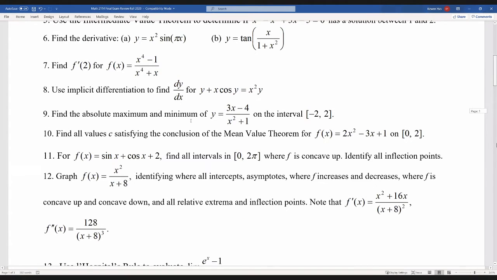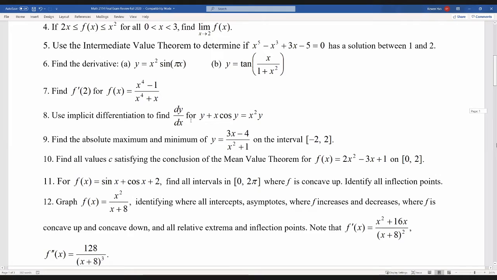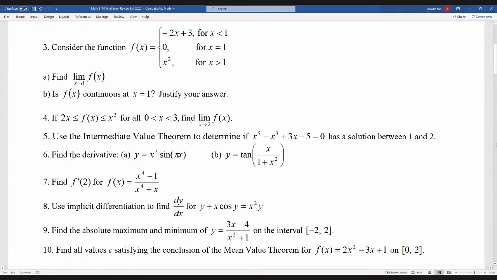Okay, let's do number 3. Please look at the function. It's called a piecewise defined function. Please sketch this. We learned how to sketch a piecewise defined function. Please do it now, suppose you have not done it. Sketch the function and find the limit.